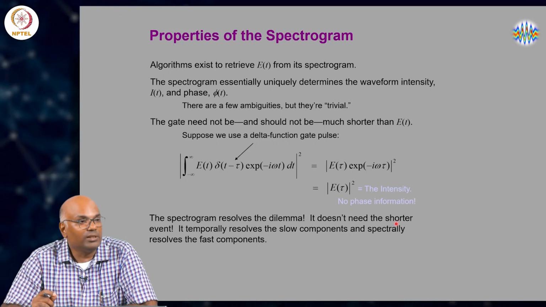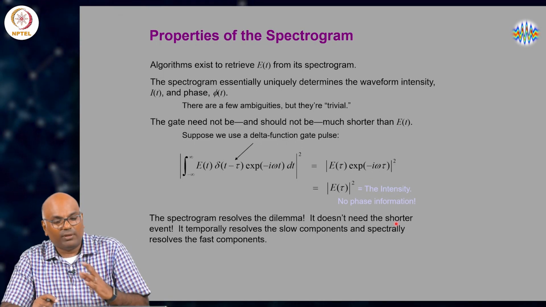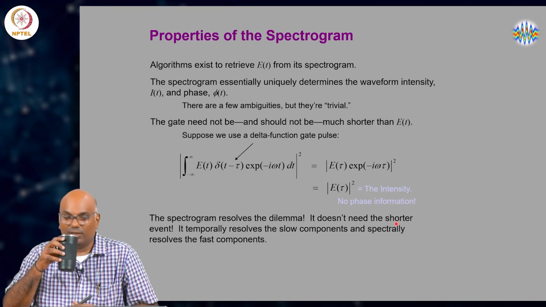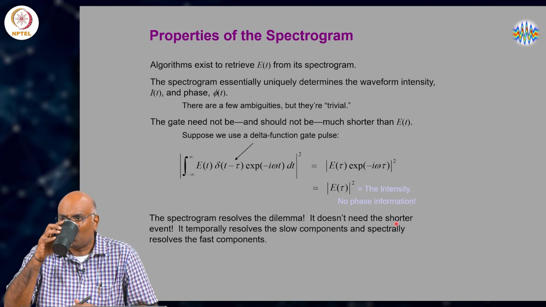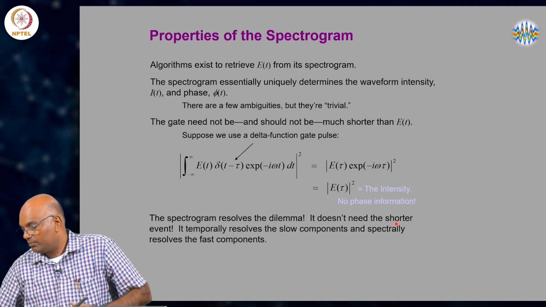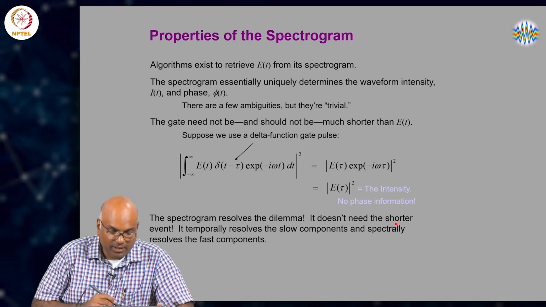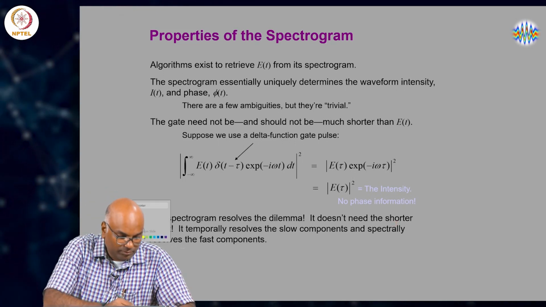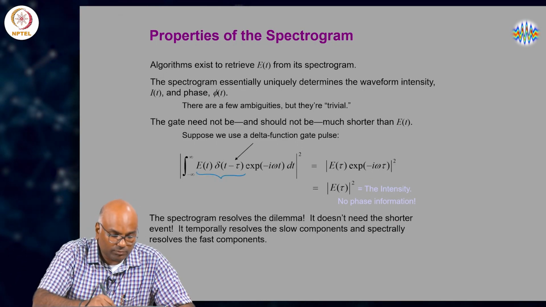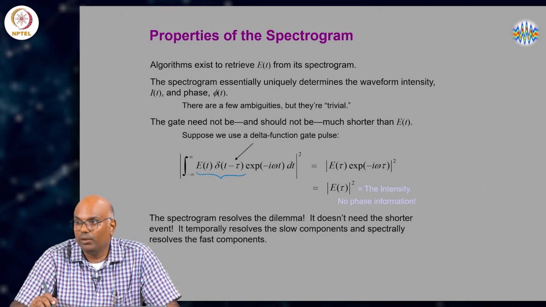We want a gate function that is approximately the width of the pulse itself as a consequence. But intuitively speaking, why is this happening? Intuitively speaking, why is this sort of a thing happening? That is not hard to see, because of the following reason. Before we do the Fourier transform, look at this quantity, look at this quantity.